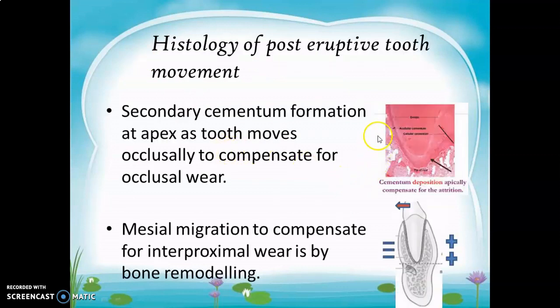When you see the histology of post-eruptive tooth movement, there is secondary cementum formation at the apex of the root when tooth moves occlusally to compensate for occlusal wear. And if there is any interproximal wear or jaw growth, tooth will show mesial migration. During mesial migration, there is remodeling of the bony socket surrounding the tooth. That is resorption of bone on the mesial side and formation of bone on the distal aspect of the socket.